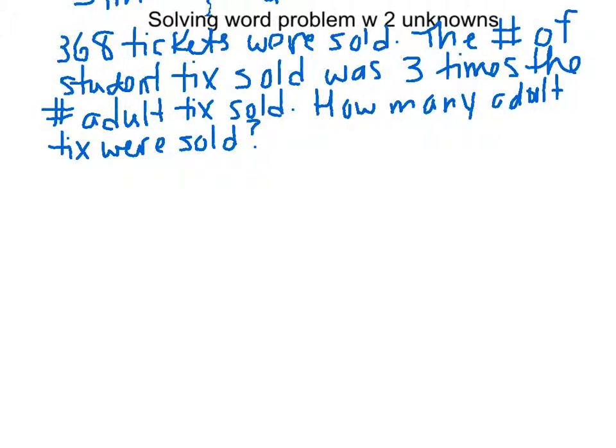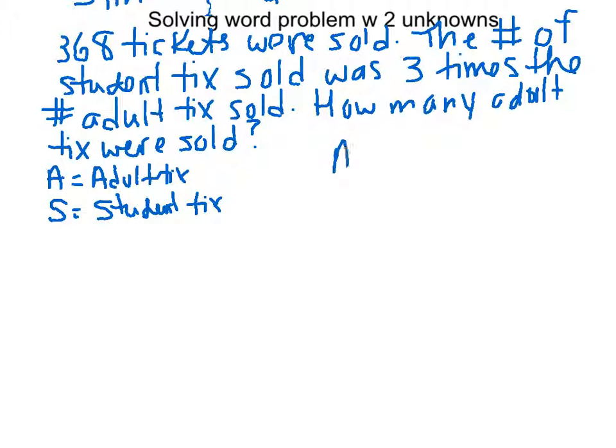But let's look. We have two different things, right? We have adult tickets, so we'll let A equal adult tickets. And we have student tickets, so we'll let S equal student tickets. If you want to use X and Y, I don't care. It doesn't matter to me. So altogether there were 368 tickets. So all of the adult tickets plus all of the student tickets has to total 368 because that's how many tickets they sold.